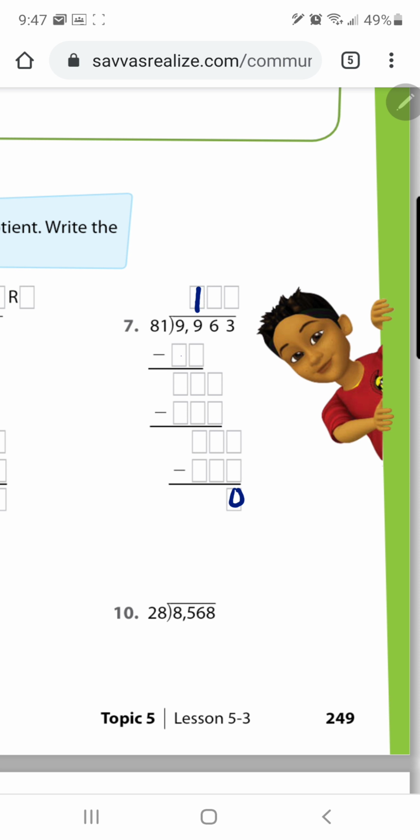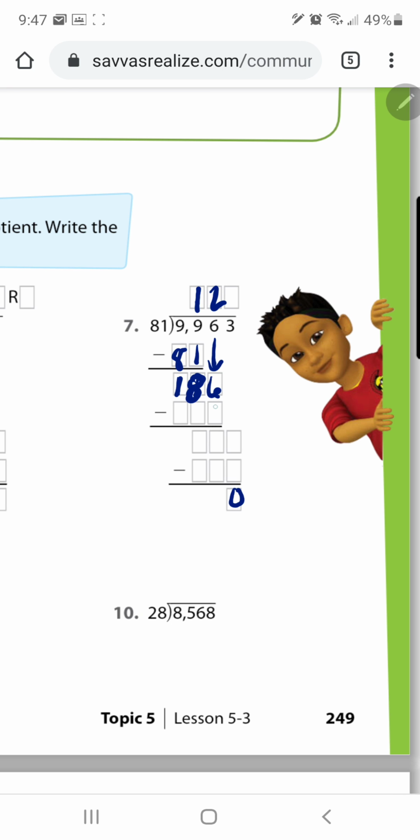1. 1 times 81 is 81. 9 minus 1 is 8, I'm thinking ahead. And then 9 minus 8 is 1. Bring down your 6. How many groups of 81 can I make with 186? Well, cover the 6, cover the 1. How many groups of 8 can I make with 18? I can only make 2 because 2 times 8 is 16. So I'm going to put a 2 there over the 6 I brought down.